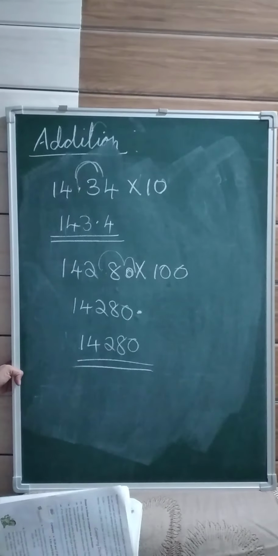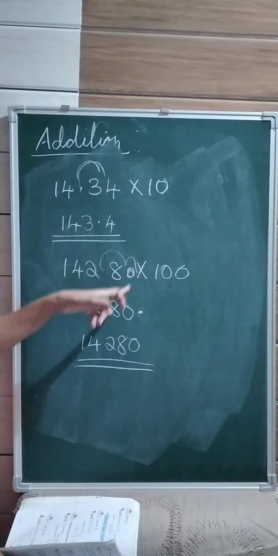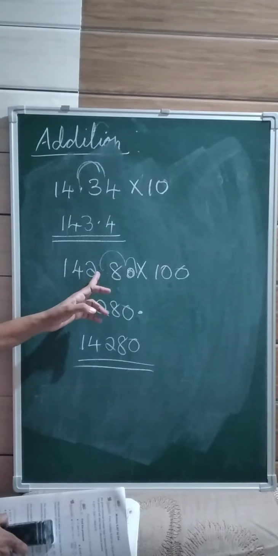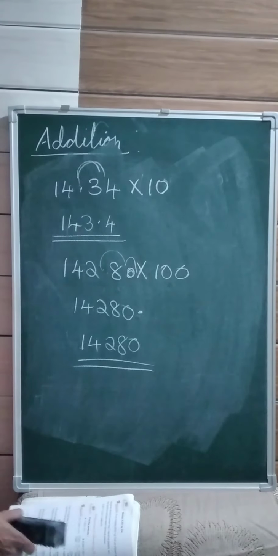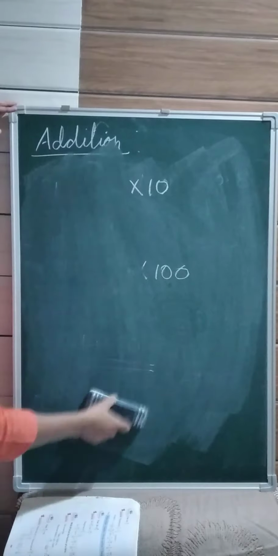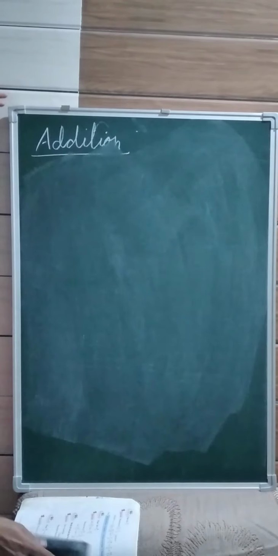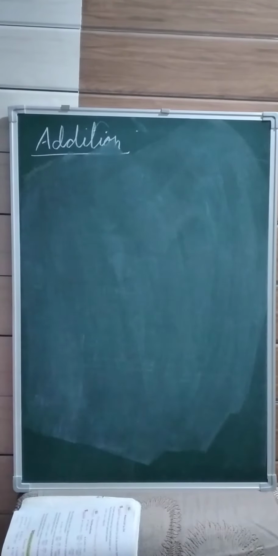Okay children, it is easy. According to the number of zeros, that much jumping we have to make, that much skipping of the decimal point we are doing. If the digits are fewer than the number of zeros, you can put a 0 according to the number. Okay children, now normal multiplication.